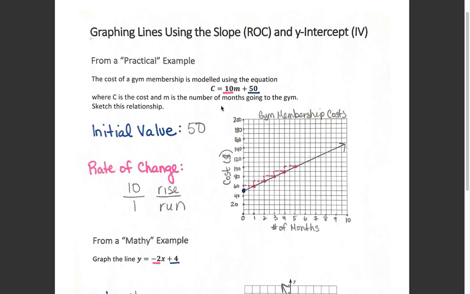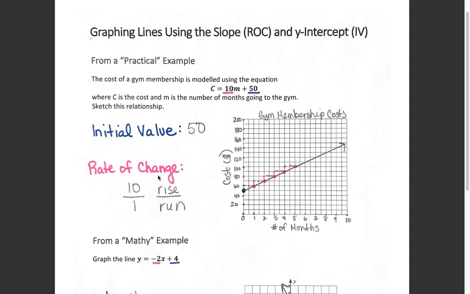Again, when we looked at this equation, we decided that the initial value for this relationship was 50, so $50 to join the gym. And then from there, the rate of change was $10 per month. So the 10M, the rate of change, is going to be 10.